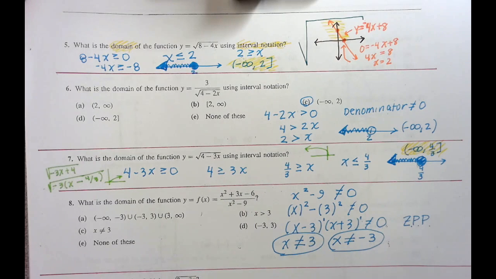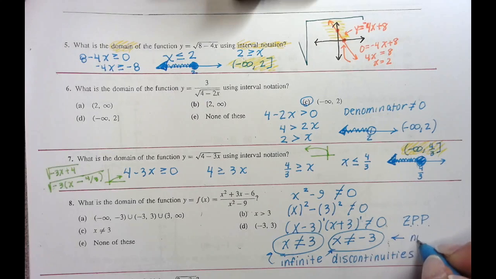Okay? So these are both infinite discontinuities. They're infinitely there. They're stuck. You can't get rid of them. They are non-removable. So they're both infinite discontinuities. They're also known as non-removable.